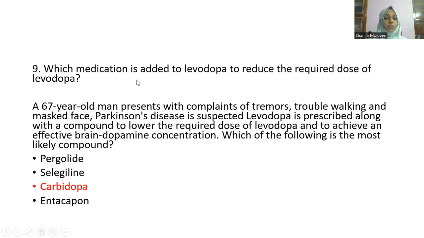Next question, which medication is added to levodopa to reduce the required dose of levodopa? It can be asked directly or like a case study. For example, a 67-year-old man presents with complaints of tremors, trouble walking, and masked face. Parkinson's disease is suspected. Levodopa is prescribed along with a compound to lower the required dose of levodopa and to achieve an effective brain dopamine concentration. Which of the following is the most likely compound? Options: pergolide, selegiline, carbidopa, and entacapone.